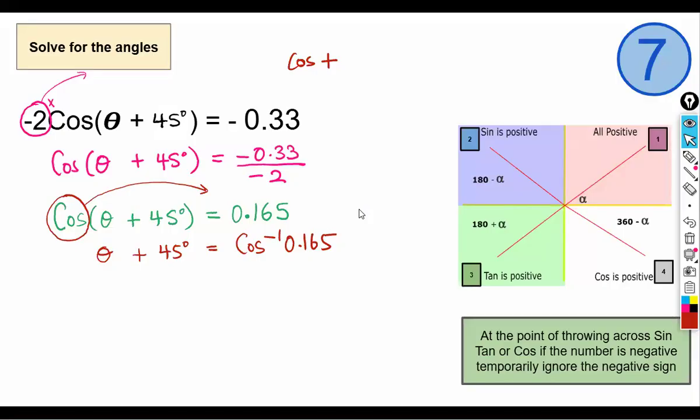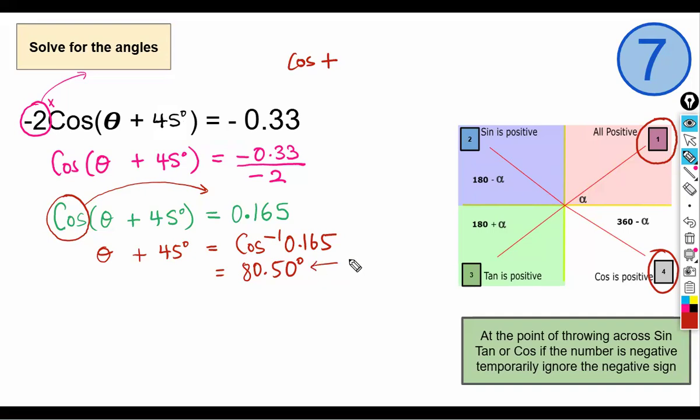So as soon as we throw across the sine, tan, or cosine, we have to pause the question and get two answers before we move on. So cosine is positive where? By now we should be moving faster, right? Cosine is positive in region 1 and region 4. Let's cos inverse this. The cos inverse of 0.165, I get 80.50 degrees. So this is a positive question, so our first answer is 80.5.